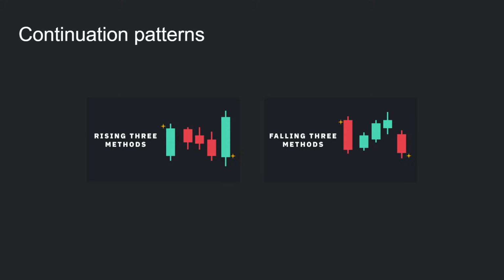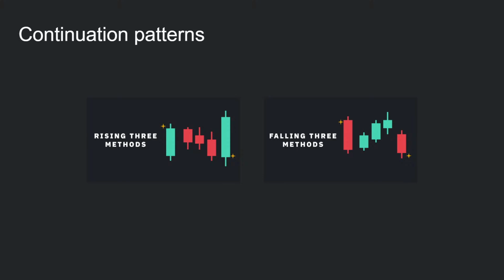So the first example here is what we call the rising three methods. Imagine that the market is going up, then it corrects a little bit with these three small candles here, and then continues to move up with this big green candle. So this shows us that despite a small break in the uptrend, buyers were not done yet, and the major trend is still valid.